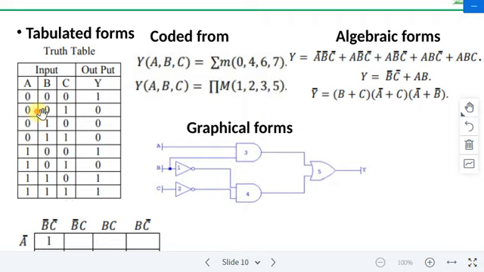0, 1, 0 is 2, and the value of 2 is 0. This is 3, and the value of 3 is 0, so we write 3 here. Then 101, that is 5, and this 5 is written here. So in this way, the product of sums and the sum of products are written.